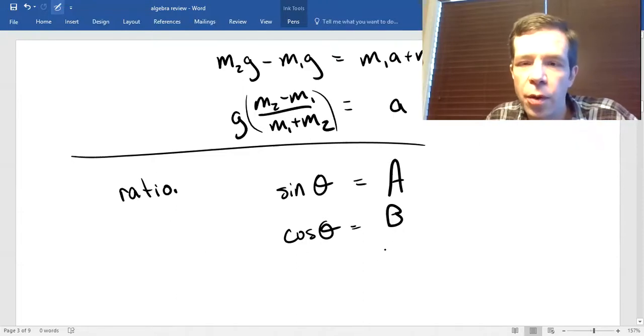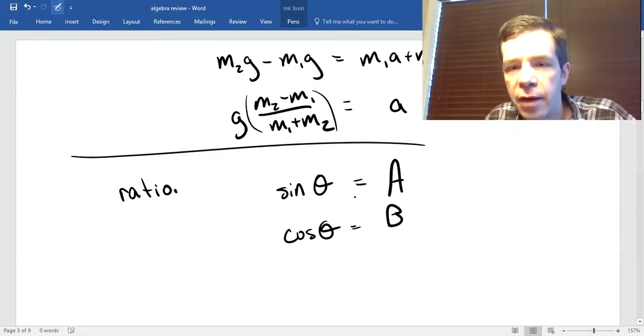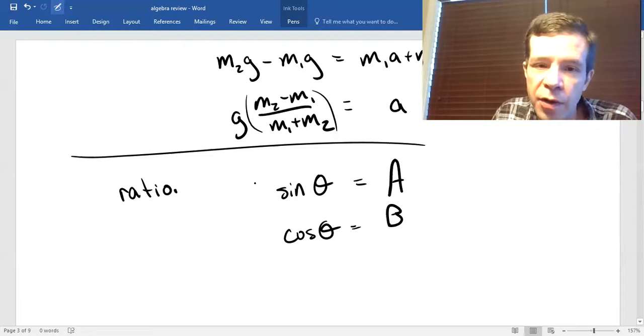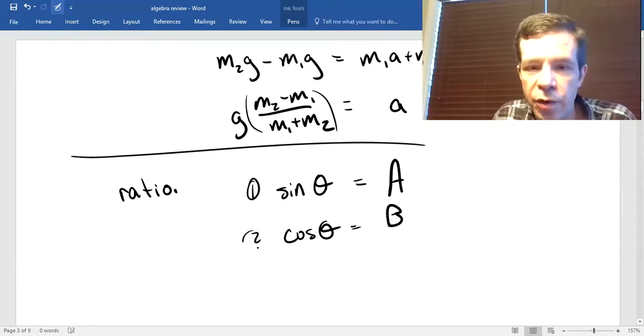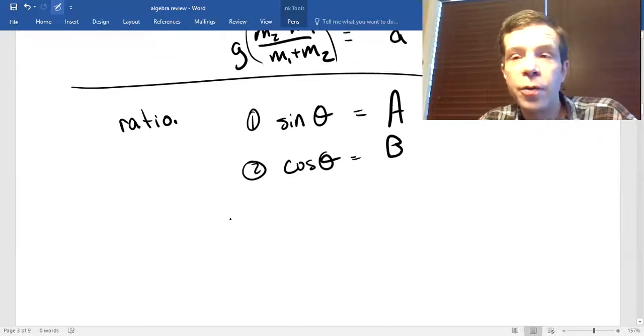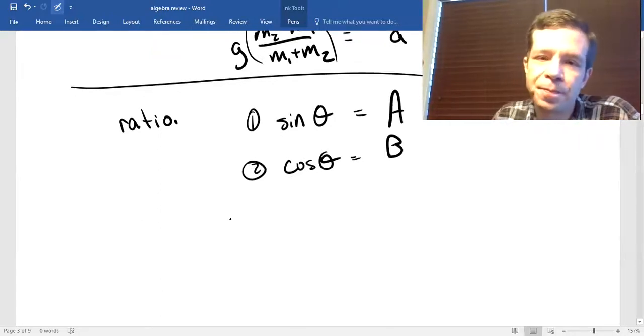Or we can set up a ratio in the same way that if I add the left-hand sides and I add the right-hand sides, they're still equal. If I divide equation 1 by equation 2 on the left-hand side and the right-hand side, they're still equal, as long as there are no zeros, right? I can't divide by 0.